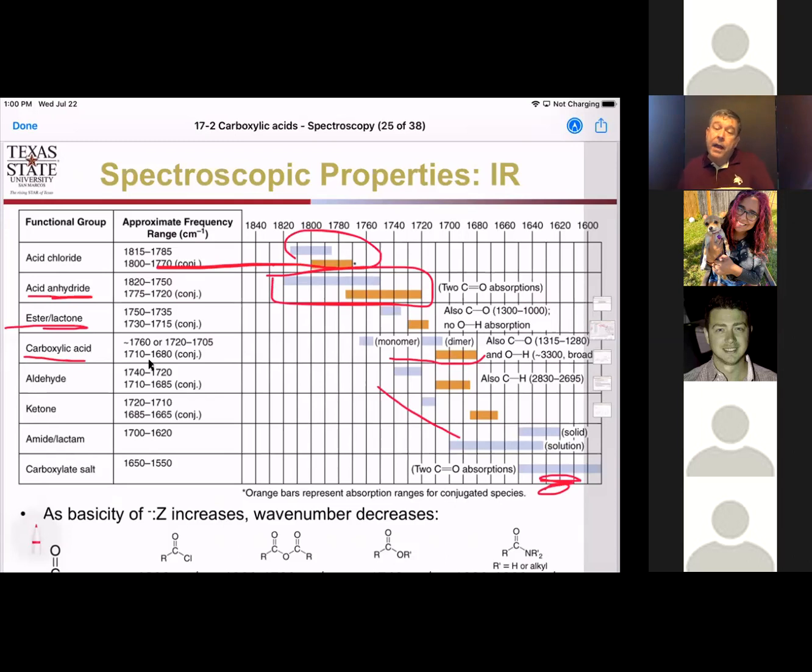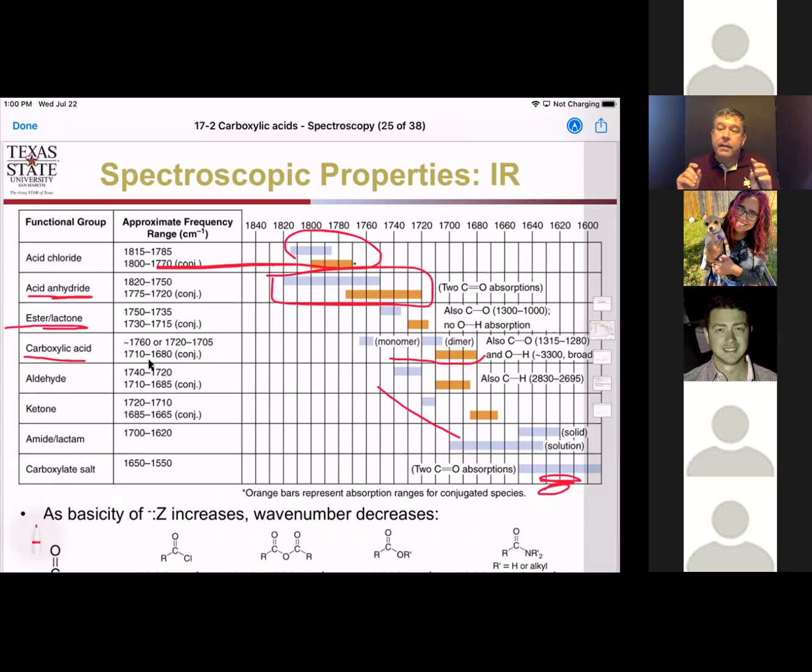So if you want to think about whether your carboxylic acid group is changing, look at the thing that's bound to it. The higher the basicity, the more polar that bond is, the higher the wave numbers on the system. Okay, so that's with just the carbonyl.